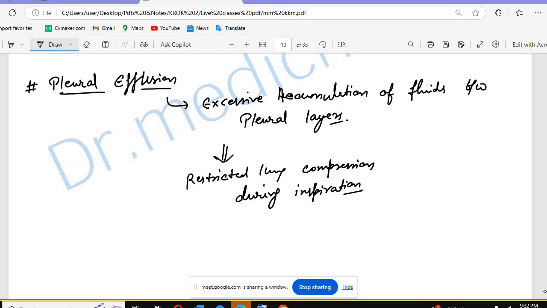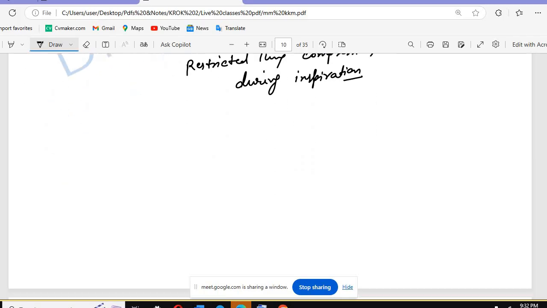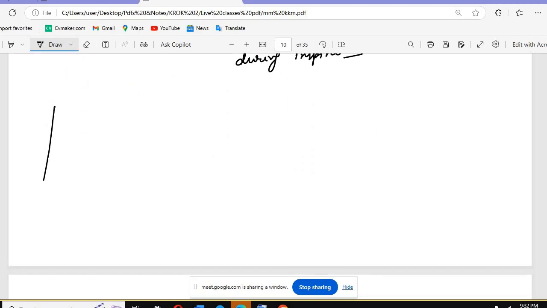Okay. Now, if you're talking about the fluids, sometimes you come across two fluids, exudate or transudate. So let's clear it here. When we talk about the fluids, we talk about the exudate and the transudate. Now, what is the exudate?